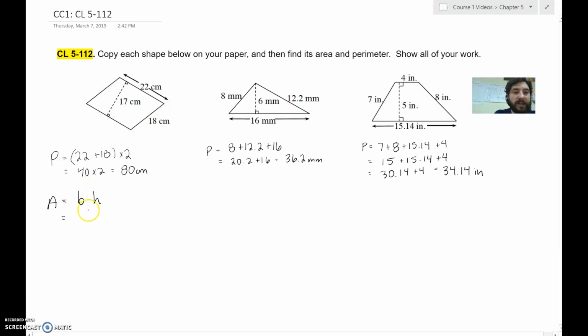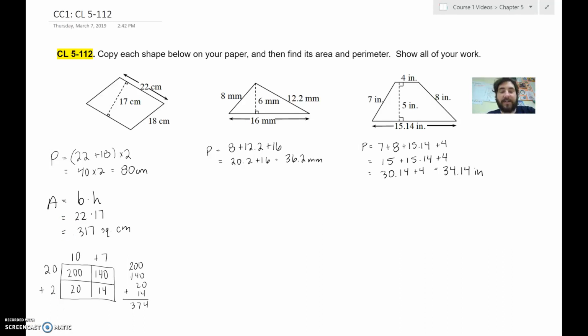If we plug in our numbers here, we've got a base of 22 and a height of 17. And if you multiply those two guys together, you get 374 square centimeters. So I paused the video and then did the work here. I didn't want to waste time doing that. So that is what you would get if you multiplied 22 times 17.